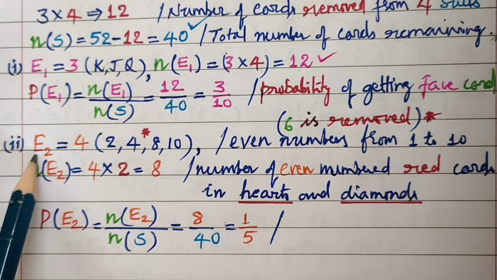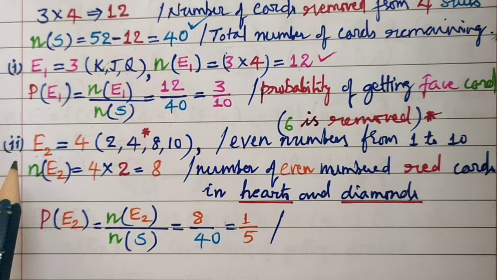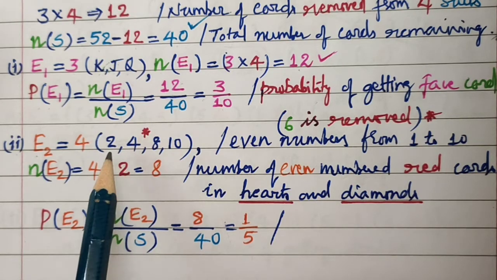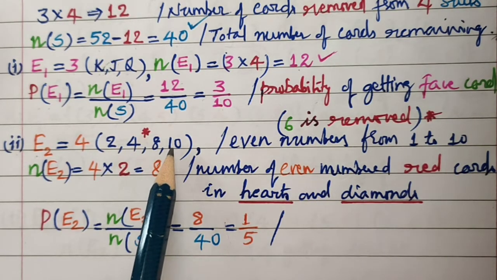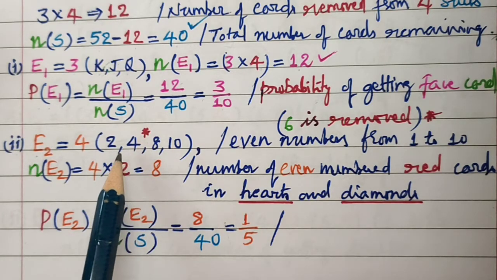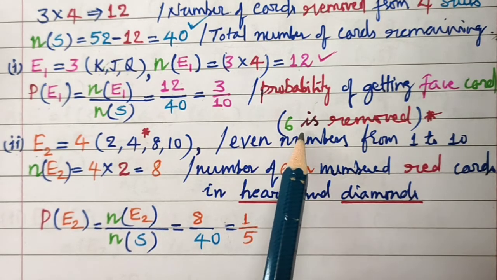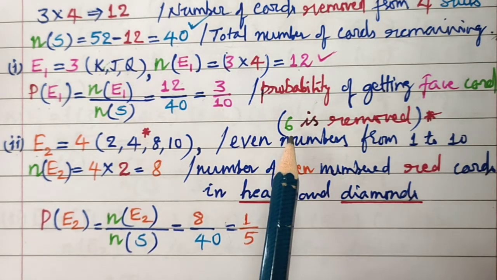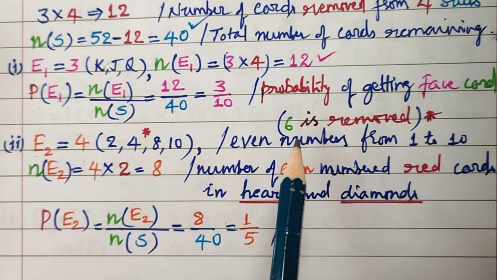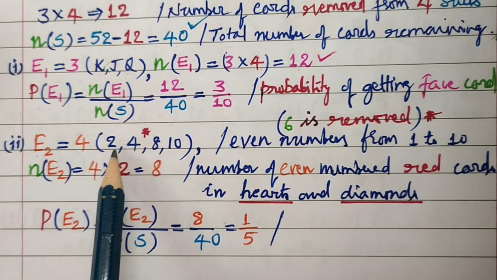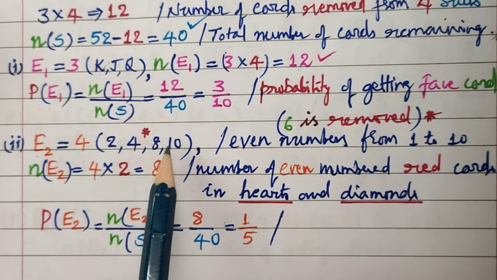Second event, E2, is the event of getting an even numbered red card. The even cards from 1 to 10 are 2, 4, 6, 8 and 10, but we have removed 6 because it is divisible by 3. Before taking the card out, we removed the numbers which are divisible by 3, that is 3, 6, 9. The 6 we removed. The other even numbers left in the cards are 2, 4, 8 and 10.